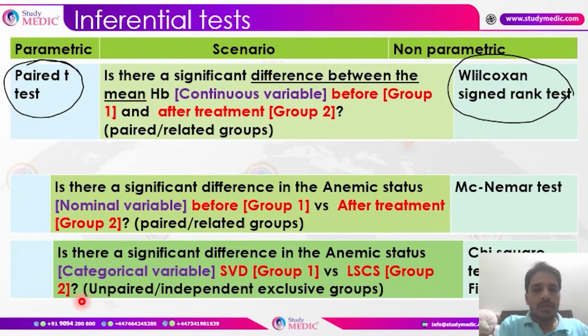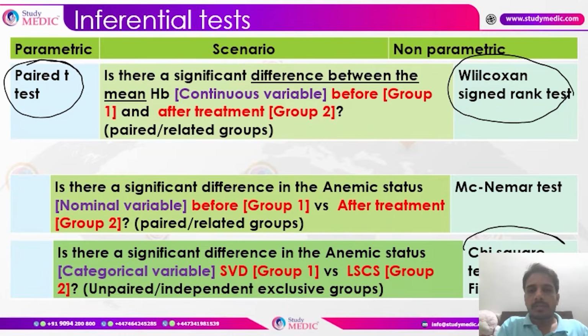Now look at this third scenario. Here we are trying to find out is there a significant difference in anemic status, whether anemia is present or not, which is a categorical variable. Then we have what percentage of people have anemia and do not have anemia in the spontaneous vaginal delivery group, and what percentage of women have anemia in the LSCS group. We want to find out is there a difference in this proportion of the categorical variable, and these two groups are unrelated. Then we use what is called the chi-square test.